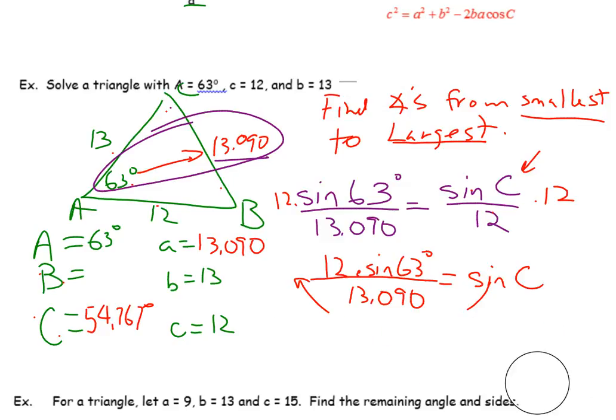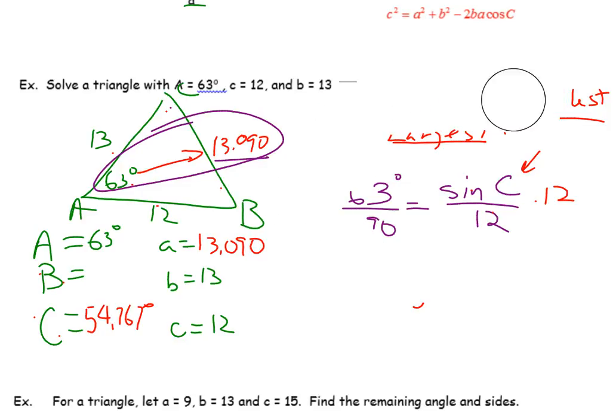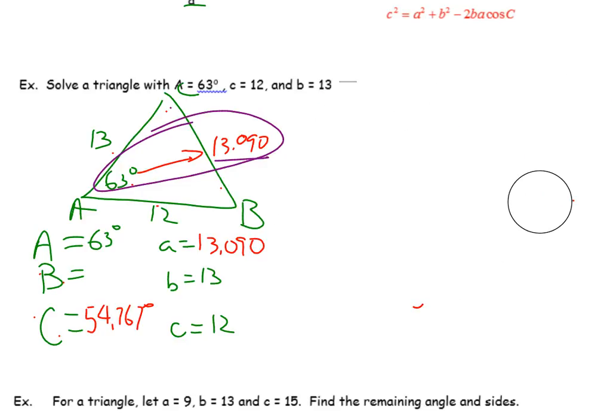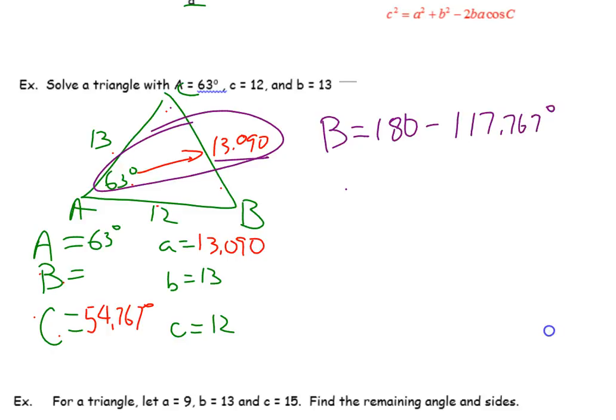But wait a minute. Since I know angle A and angle C, couldn't I just add those together and subtract from 180? So let's see here. When you do that, you get 117.767. So angle B has to equal just 180 degrees minus 117.767 degrees. So you get angle B equals, when you do this math, 62.233 degrees.